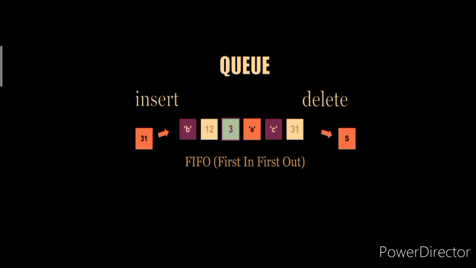And if you observe all these elements 12, 3, A, C, all have exactly one predecessor and one successor, and the first element 31 does not have a predecessor and the last element D does not have a successor. All the remaining elements have exactly one predecessor and successor. So, this is one more example of linear data structure.